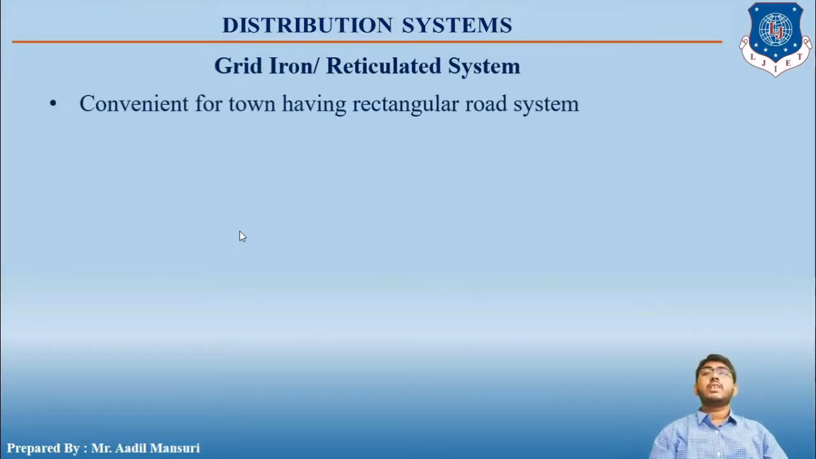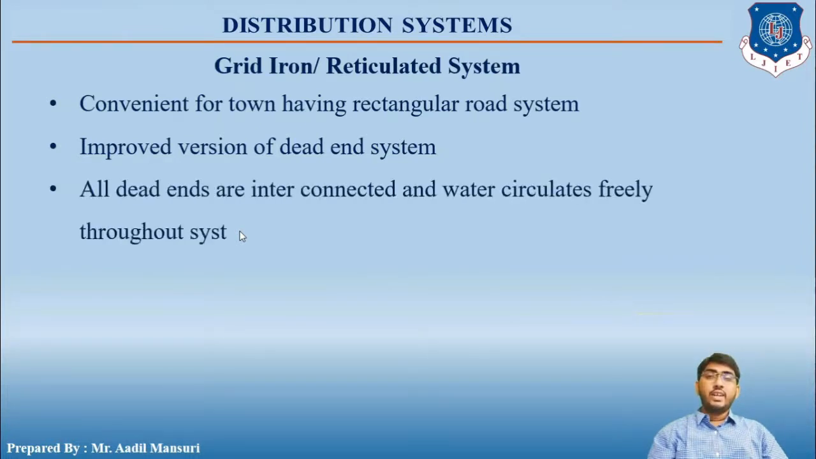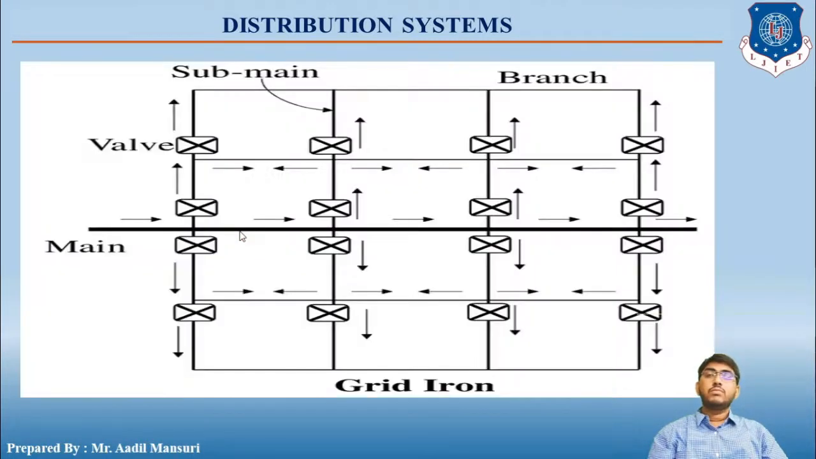This system is convenient for towns having rectangular road systems, and this system is considered as an improved version of the dead end system. All dead ends are interconnected, and hence water circulates freely throughout the system. You'll get a better clarity when I show you the figure. You can see over here that there is a main at the center, and on both the sides of the main there are sub mains, and dead end connections are interconnected. So this is an improved version of the dead end system. There will be continuous circulation of the water in each of the pipelines.